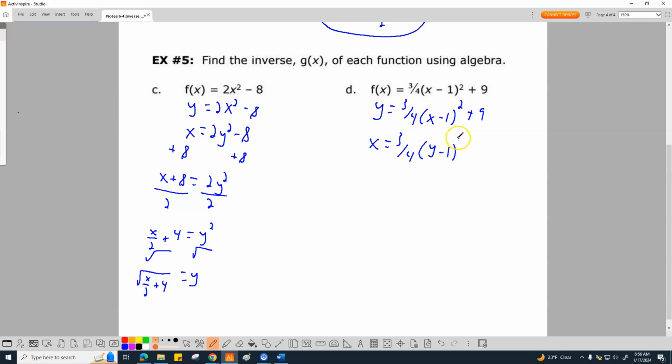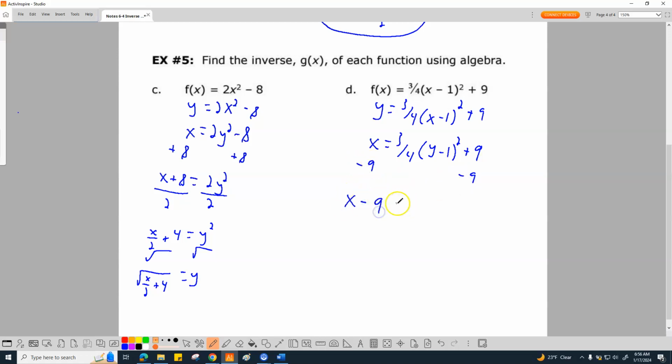Now, I do believe, I haven't looked into it, but I'm pretty sure Desmos has an inverse function calculator that you can just kind of type it in and get it. I'm not opposed to that, as long as you understand what the inverse is. And there are going to be some questions that demand you work it.